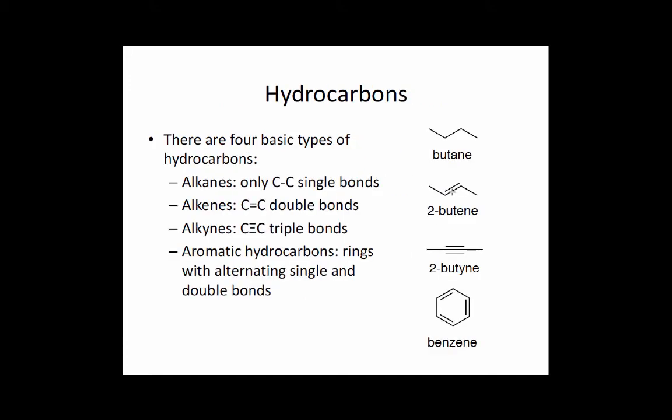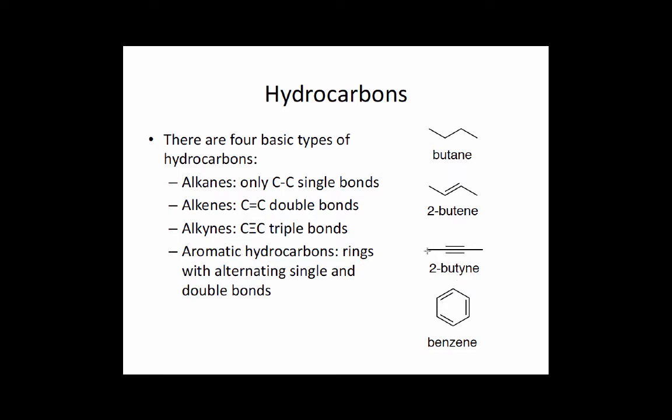Okay, so now we get to hydrocarbons. There are 4 basic types of hydrocarbons that we're going to talk about. We have alkanes, alkenes, alkynes, and aromatic hydrocarbons. Examples of these are over here on the right. Butane is an alkane. It only has single carbon-carbon bonds. Butene is an alkene, and it has a double bond. If it has double bonds, then it's an alkene. And alkynes have triple bonds in them, represented by these 3 lines.